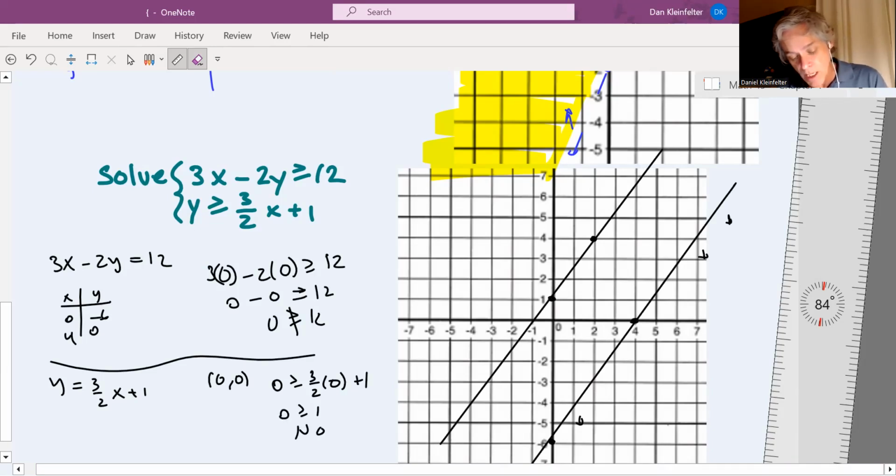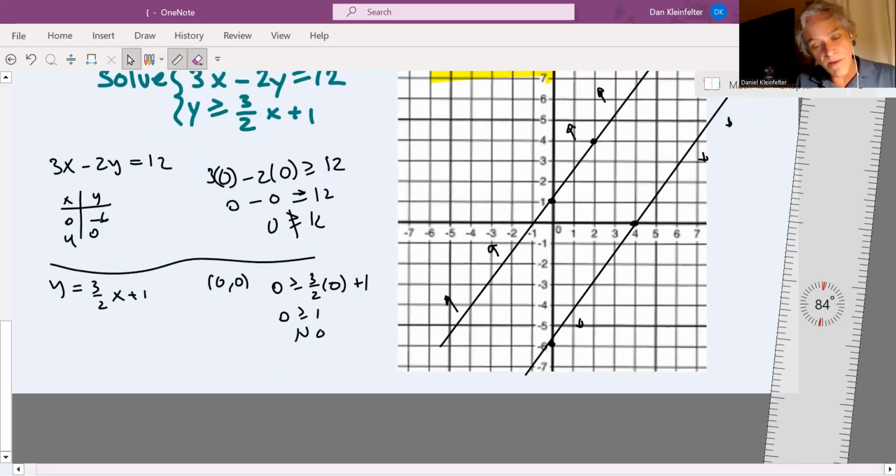Answer is no. Since the origin isn't a solution, there are no solutions on that side of this line. That means they have to all be on the other side. So this one is interesting. The two lines are parallel. For the first one, the solutions were below the line. For the second one, the solutions are above the line. So overall, this one has no solution.